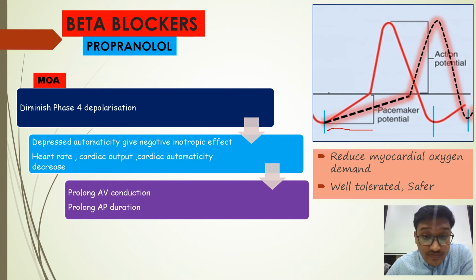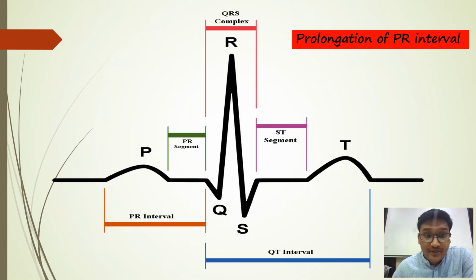What is negative inotropic effect? Heart rate, cardiac output, and cardiac automaticity will be decreased. Due to all these things, there will be prolonged AV conduction and prolonged action potential duration. See, this is the normal action potential duration for this AV node. But when the beta blocker action is there, this action potential duration will be increased from this point to this point. So as you can see, the action potential duration is increased. As it is decreasing the heart load, it will reduce the myocardial oxygen demand, and it is well tolerated and a safer drug.